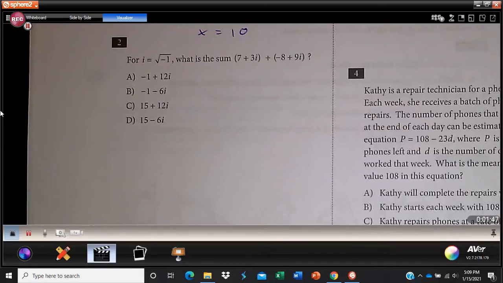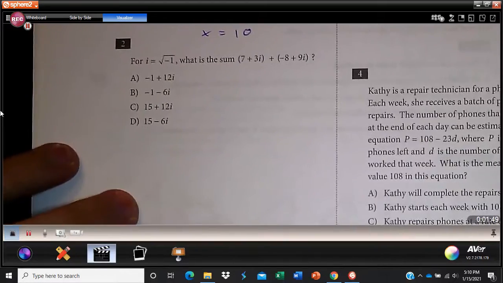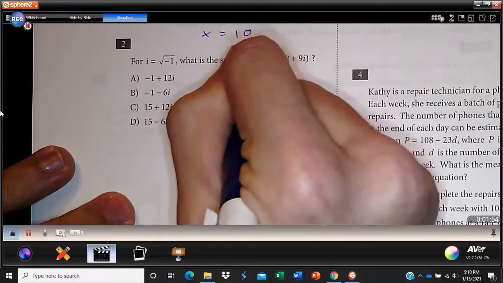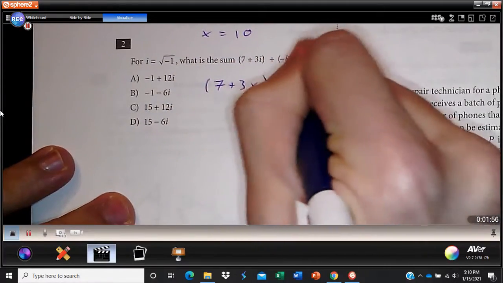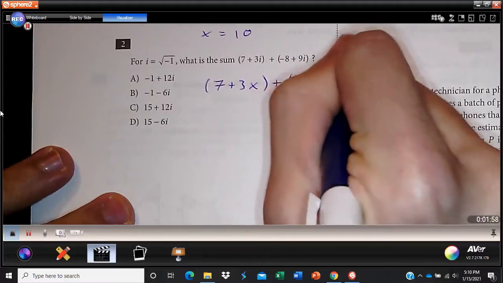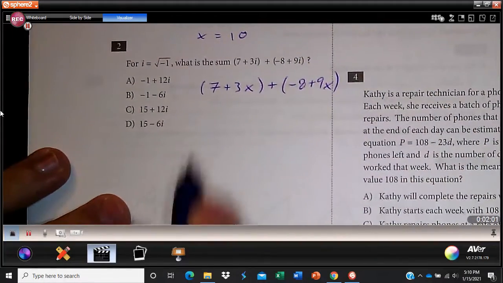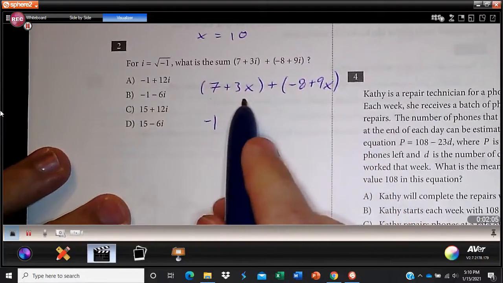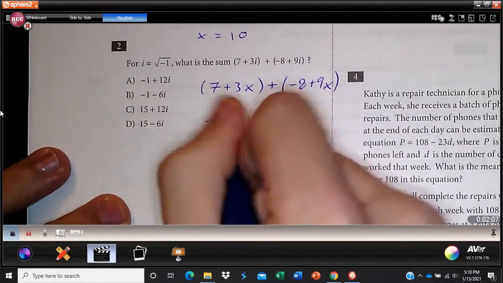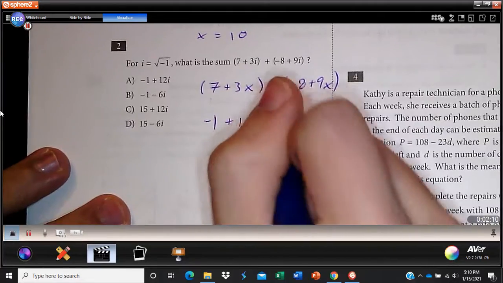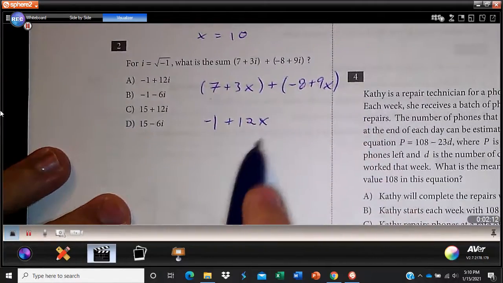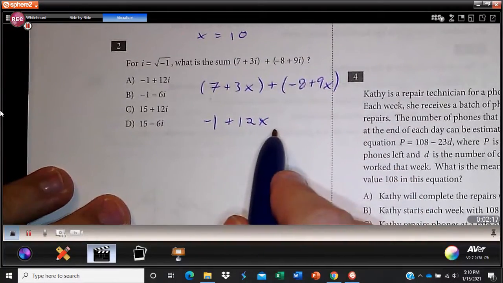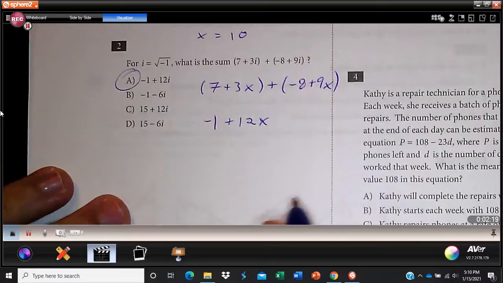You can think of this in terms of any other kind of expression. If we replace i with x, you would know how to solve it. So let me just do that for simplicity. If we had something like this, then we would know, okay, 7 plus negative 8, so that's minus 1. And then 3x plus 9x, well, that's 12x. And then it's not actually x, it's actually an i. So I got minus 1 plus 12i, that is answer choice A.